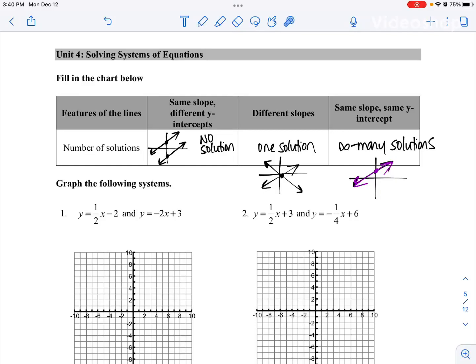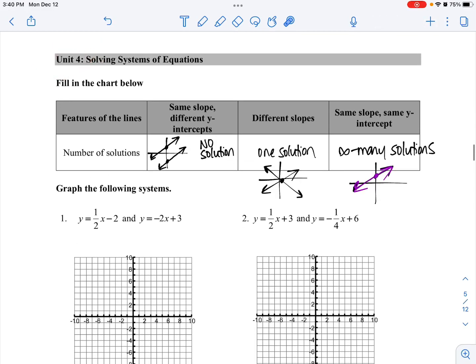Doing great, guys. We're on Unit 4 now, so we are solving systems of equations. I have a couple things for you to copy down. Do you remember when two lines, like here's what we're doing, graphing two different equations.